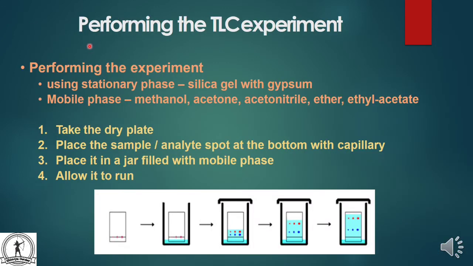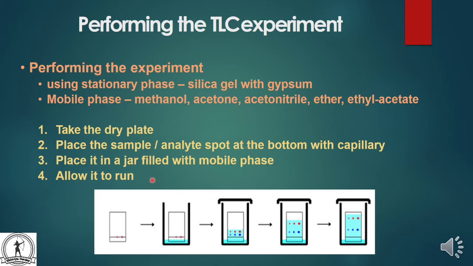Now, how do we perform the TLC experiment? Let's see. Using silica gel with gypsum as the stationary phase, as the mobile phase we can use many types of solvents like methanol, acetone, acetonitrile, ether, ethyl acetate.